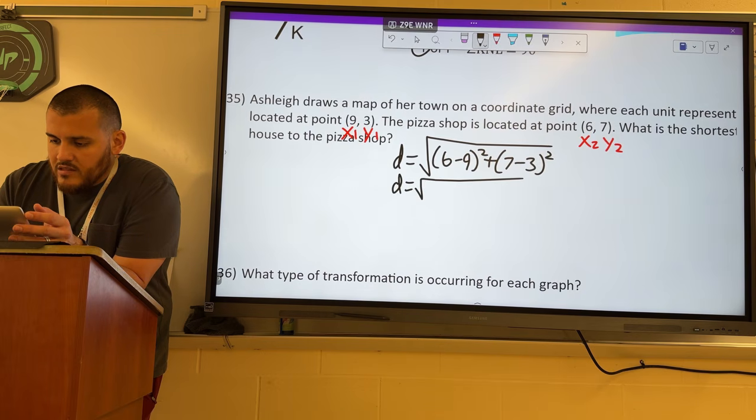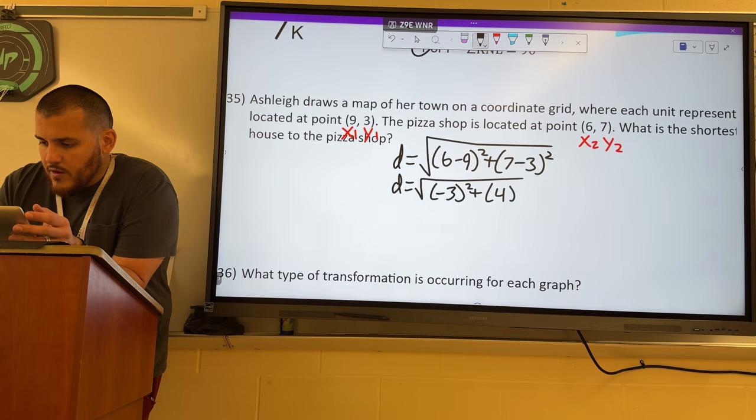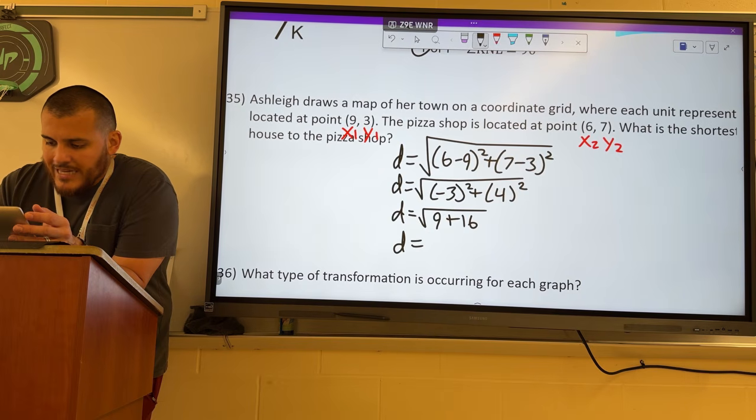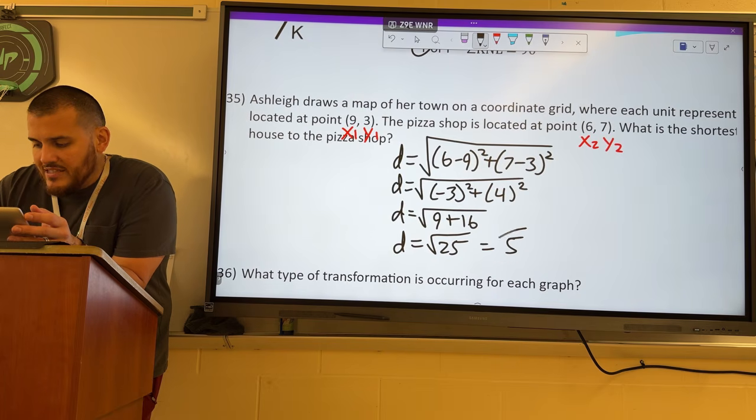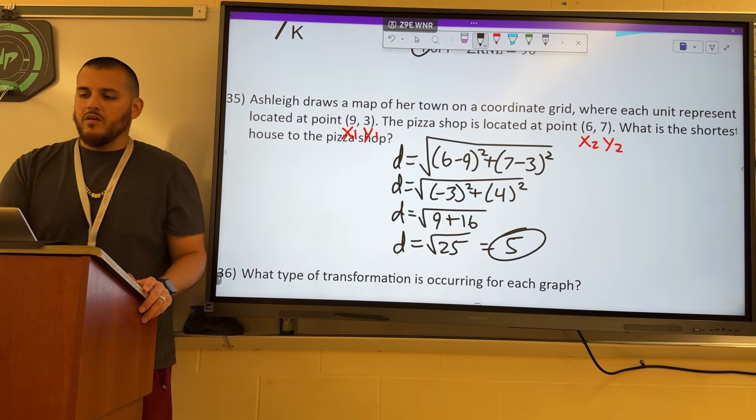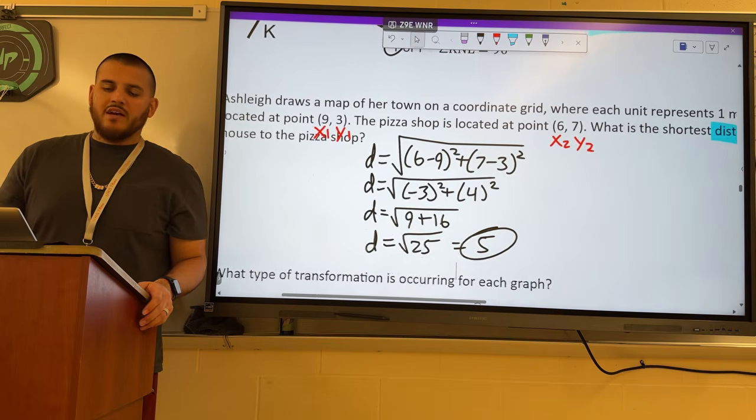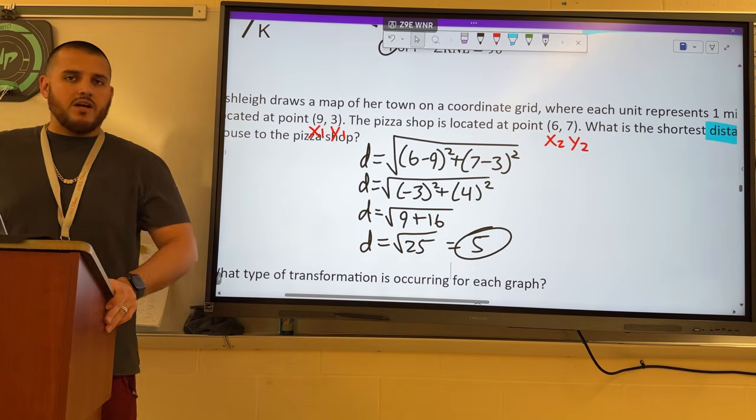Parentheses first, 6 minus 9 is negative 3, 7 minus 3 is positive 4. Exponents next, negative 3 squared is positive 9, 4 squared is 16, 9 plus 16 is 25, and the square root of 25 is exactly 5. So each coordinate here was a mile, 5 miles between the house and the pizza shop.